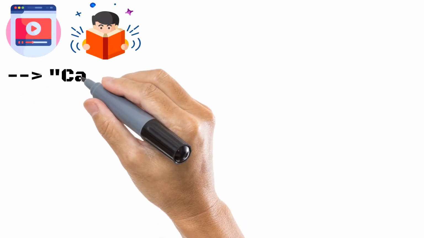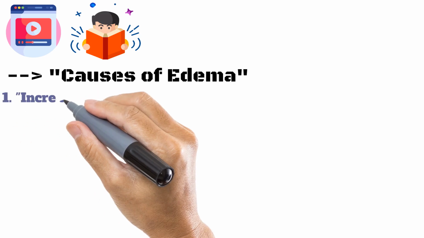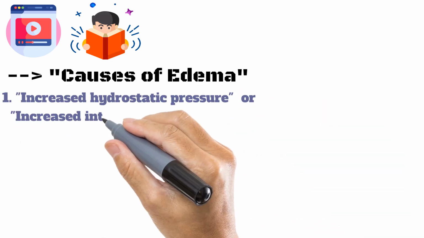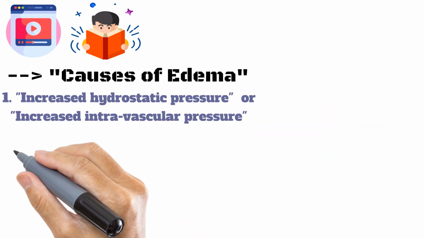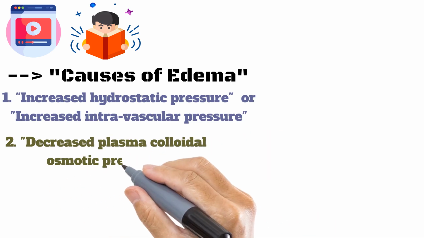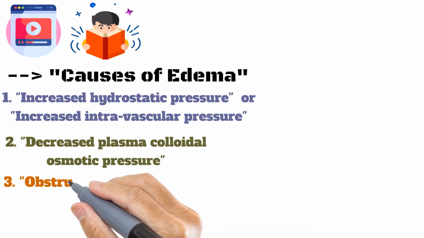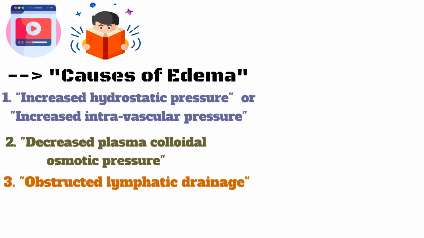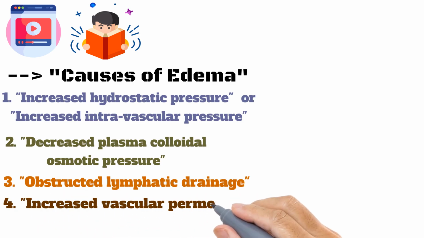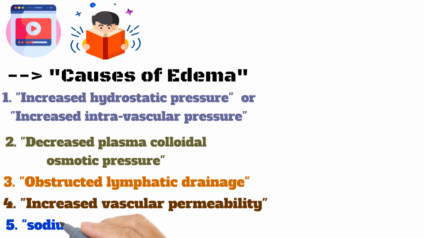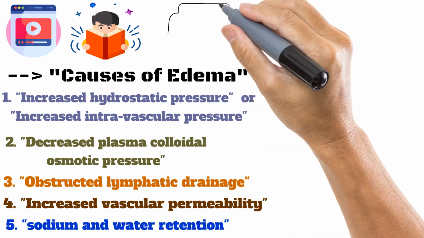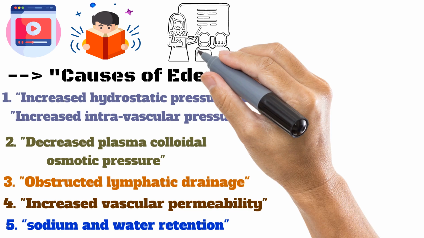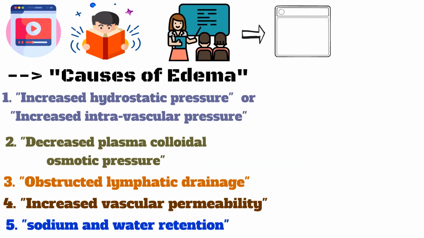Now, the next topic which we will be covering in the next video is the reasons for edema. First one, the increased hydrostatic pressure or increased intravascular pressure. Second reason could be decreased plasma colloidal osmotic pressure. Third is obstructed lymphatic drainage. Fourth is increased vascular permeability. And fifth is sodium and water retention. Now, the best part is we'll be dealing with all these above mentioned reasons in detail in the next videos.